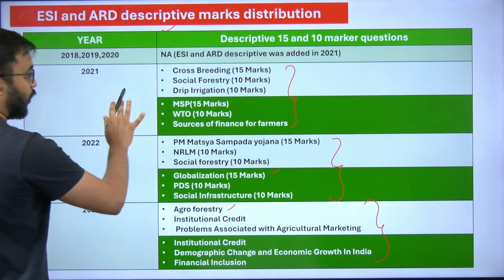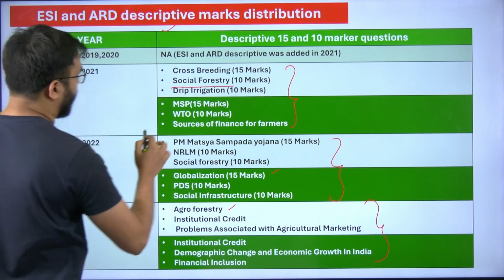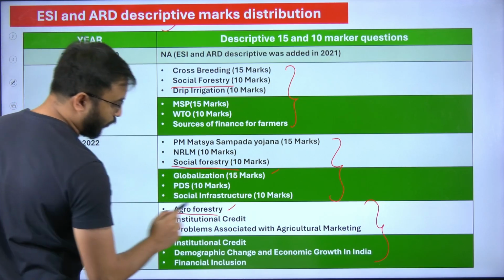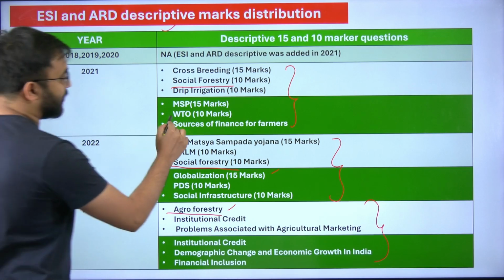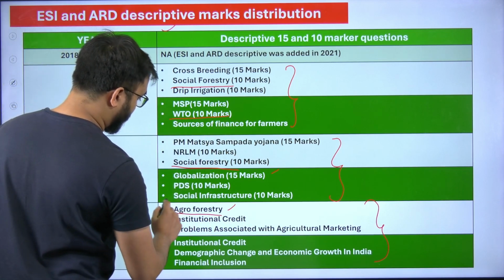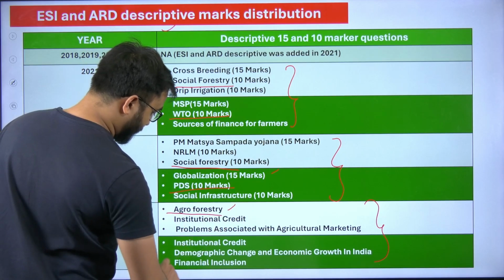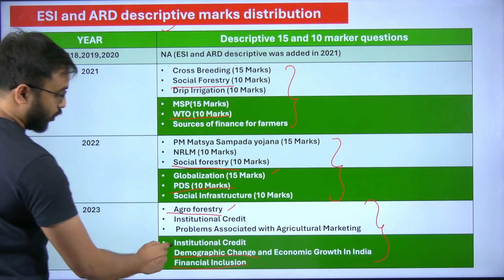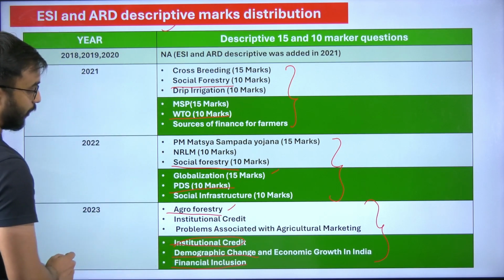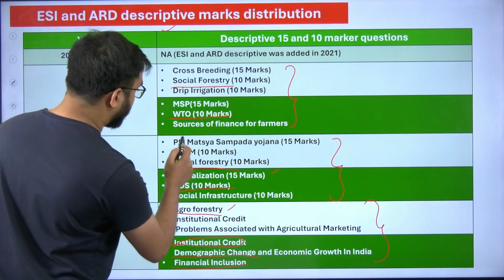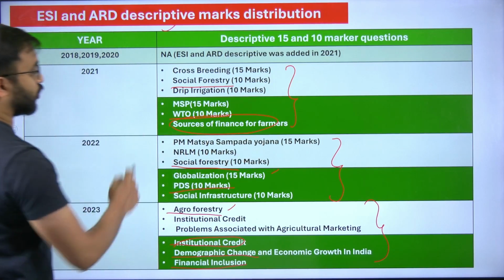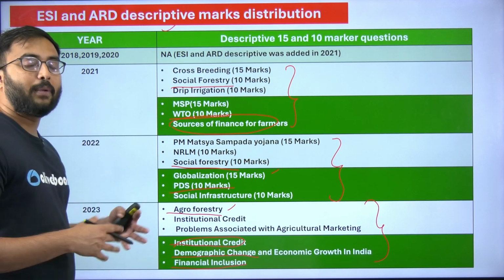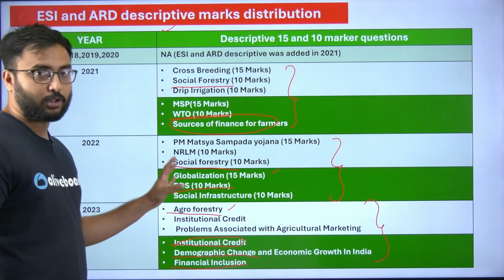Here, you will see that in 2021, social forestry was asked. In 2022, again social forestry was asked. In 2023, agroforestry was asked. Similarly, you will see WTO, then your PDS system, then demographic related topics, financial inclusion. Institutional credit has come in 2023. Then again institutional credit, or sources of financing of farmers, came in 2021.